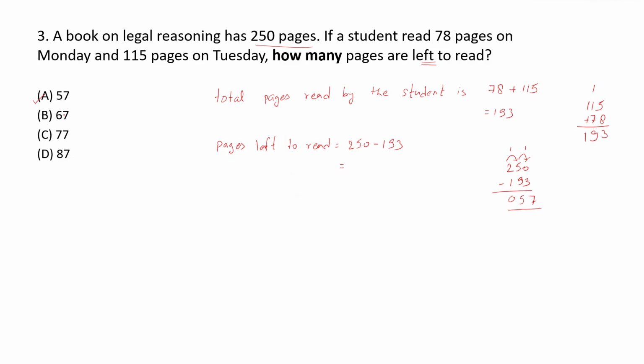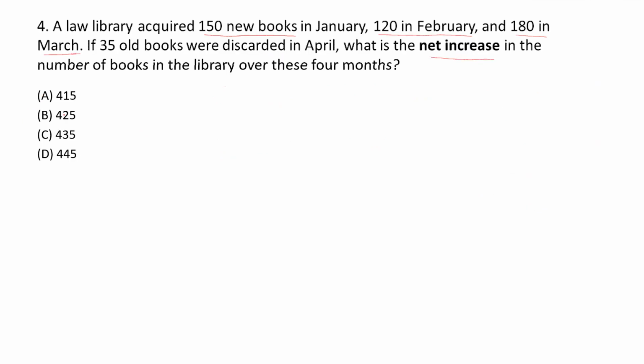Okay. Next problem. A law library acquired 150 new books in January, 120 in February, 180 in March. Okay. If 35 old books were discarded in April, what is the net increase in the number of books in the library over these 4 months? So, in 4 months, how many books has the library increased by?